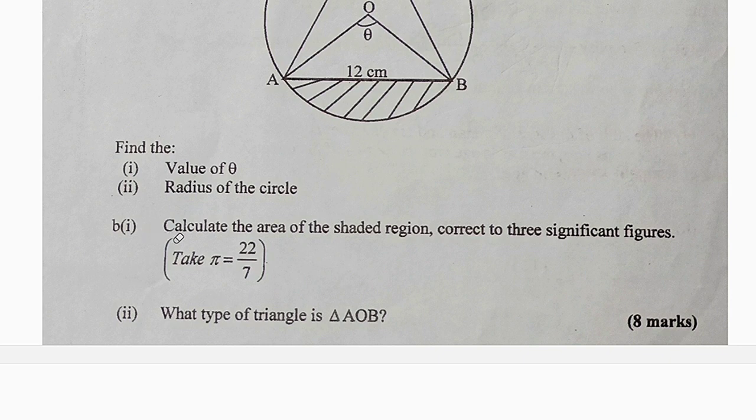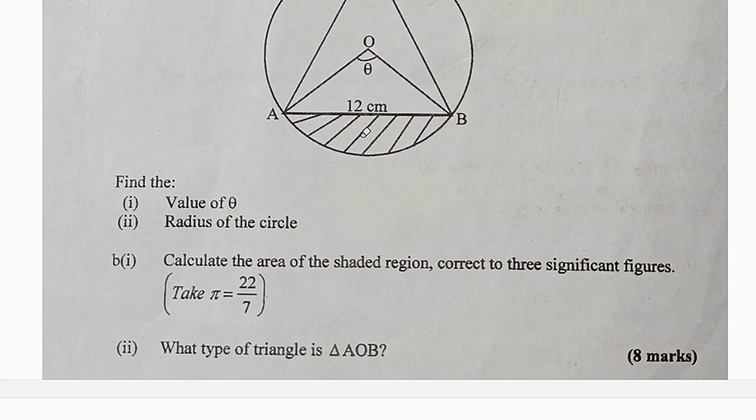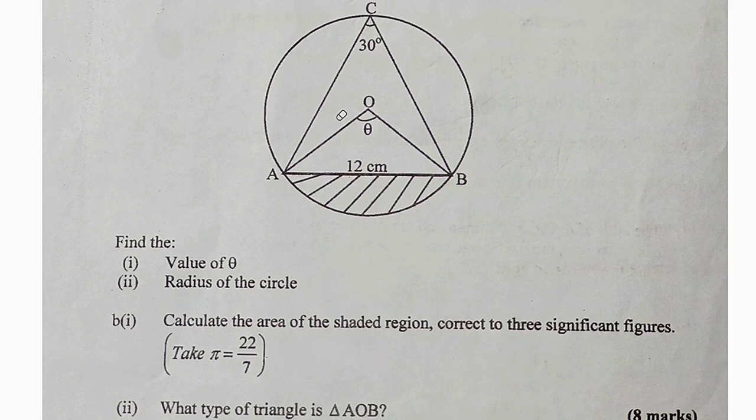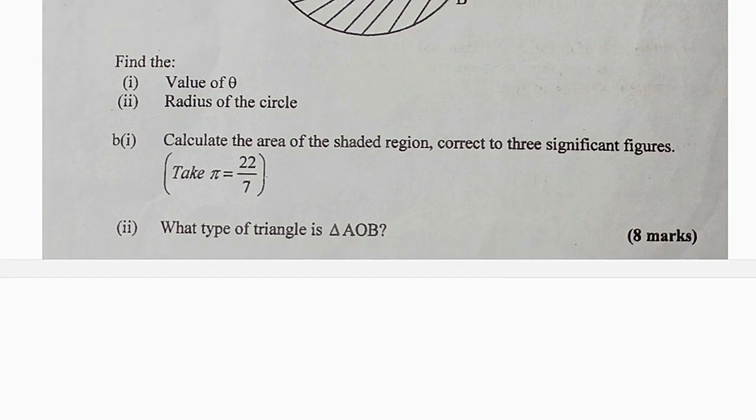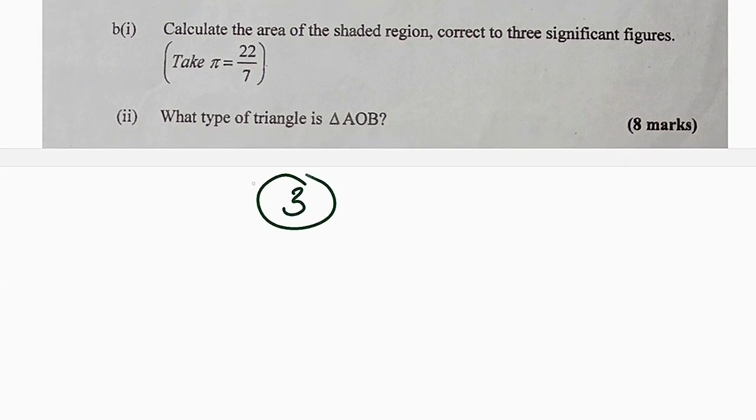Then B, Roman 1, we are asked to calculate the area of the shaded region. You can see that right here. Correct to 3 significant figures, and we are asked to take pi as 22 divided by 7. And lastly, we are asked what type of triangle AOB is. You can see AOB, we are talking about this particular triangle. Which type of triangle is this? So let's get started. Question 3.